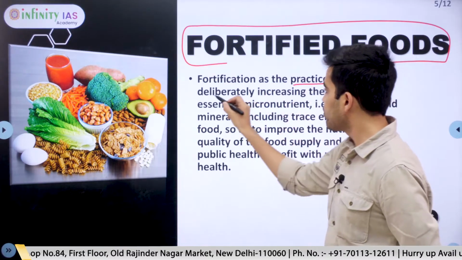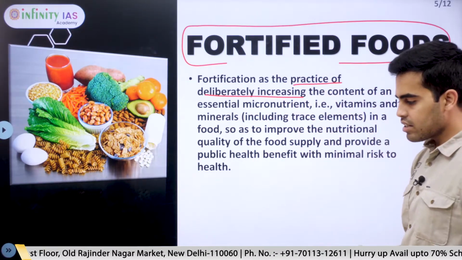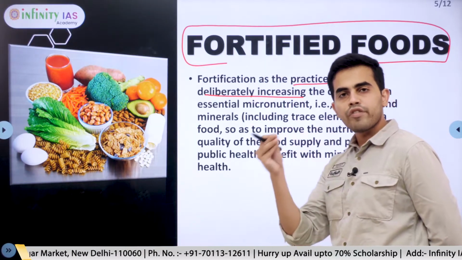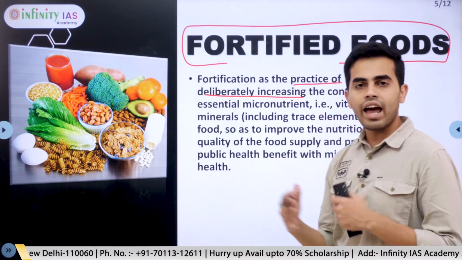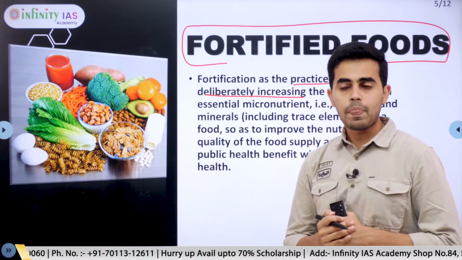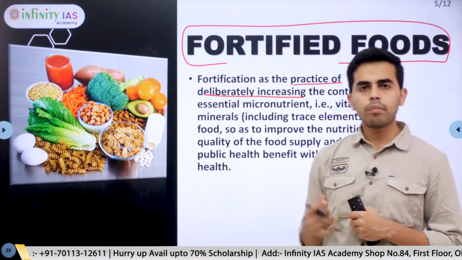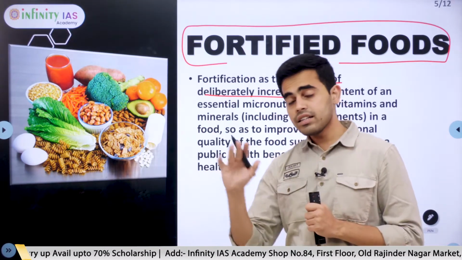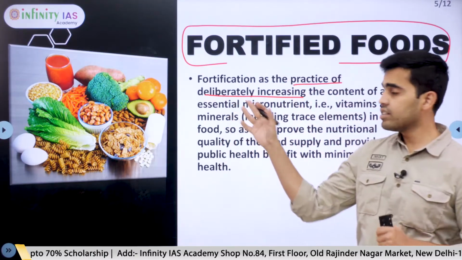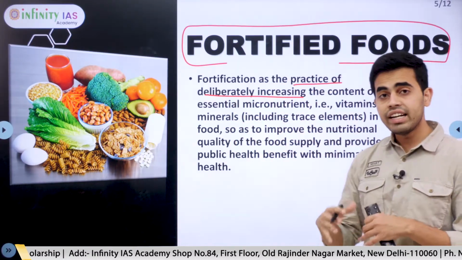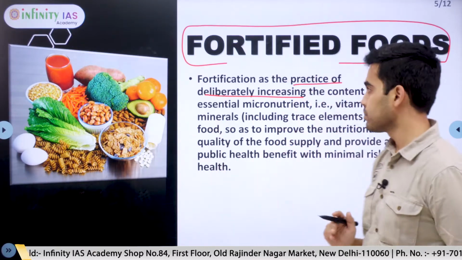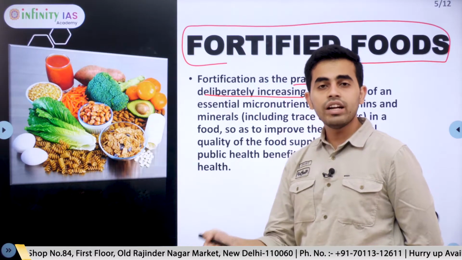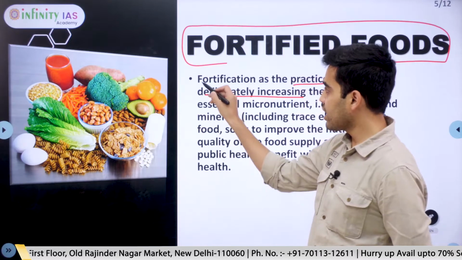So it is a practice of deliberately increasing. That is, we will intentionally increase the concentration of certain element in the food. It is not accidental or natural. For example, if we take a crop that grows naturally and has higher concentration of certain nutrient, that is not called fortification. Fortification is only if we deliberately increase the concentration of a substance. For example, if we add iodine in salt, we are doing it deliberately, intentionally, so that can be called fortification.